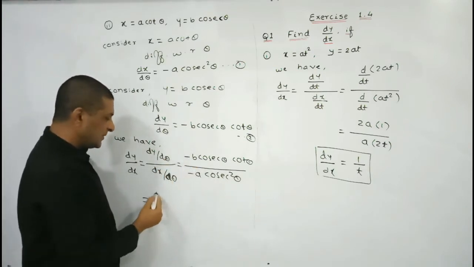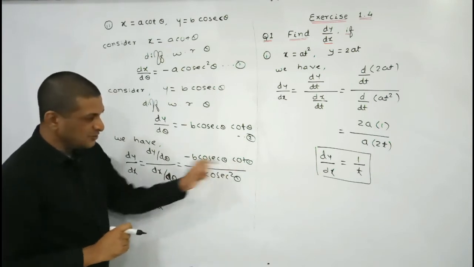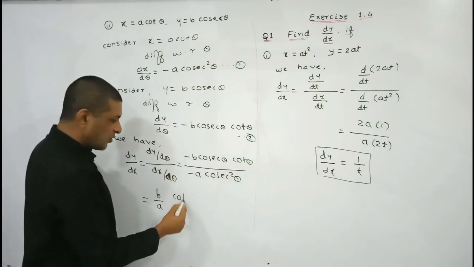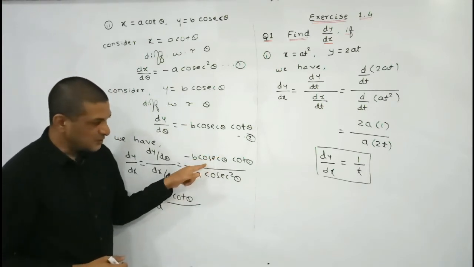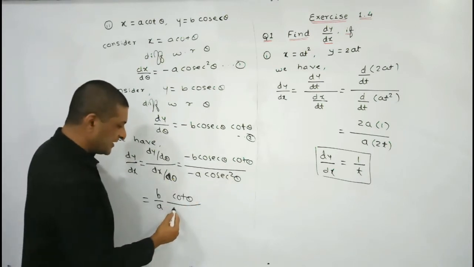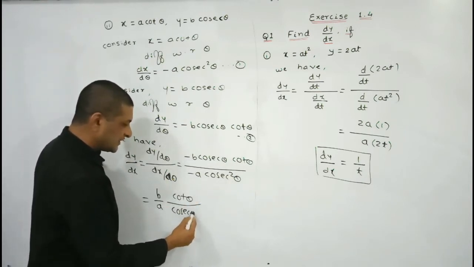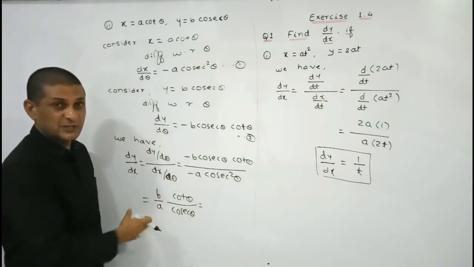So b upon a, keep it as it is. Here we can observe that in the numerator, what is the remaining term? Cot theta. And in the denominator, after cancelling cosec with one cosec from the denominator, the remaining term in the denominator will be equal to what? Cosec theta. So it is possible to simplify it.